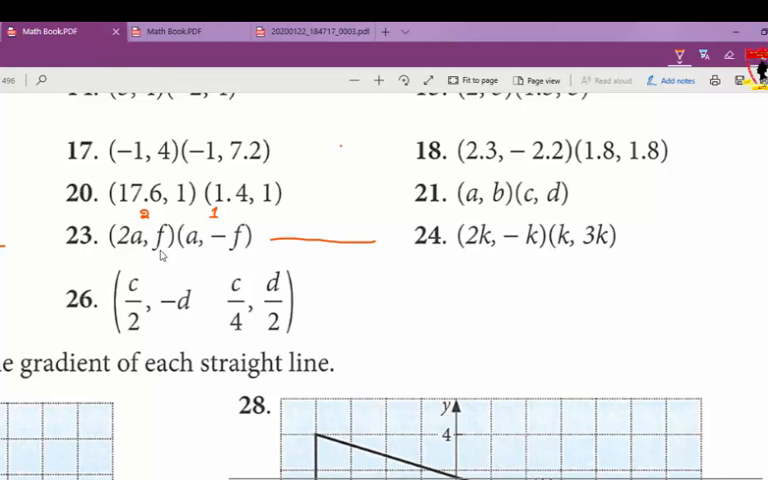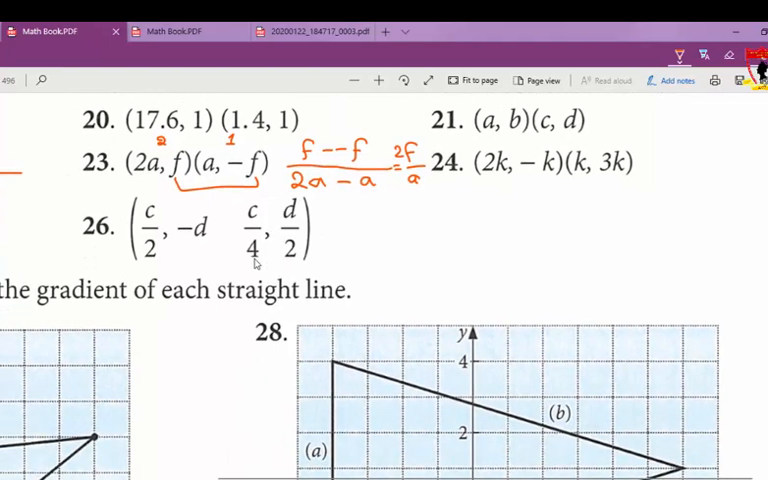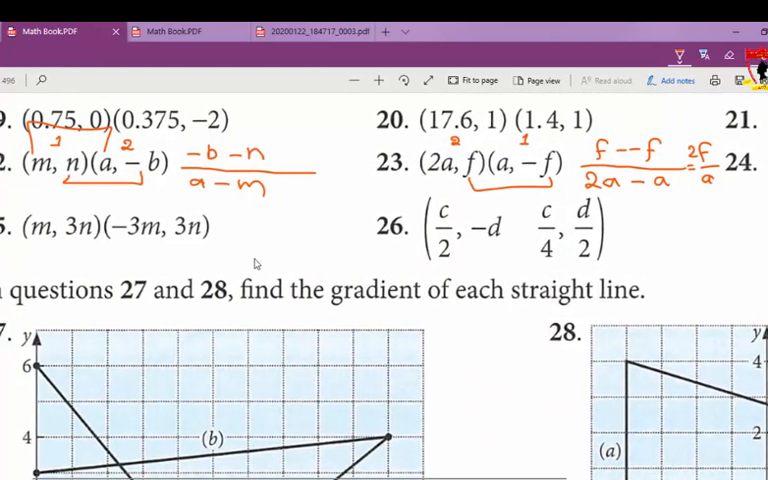Then if we pick this point as x2 and y2, then we say y2 minus y1, f minus negative f. Then x2 minus x1, 2a minus a. F minus minus will be plus, so it will be 2f over 2a minus a is a. So that's it, 2f over a. The same thing applies for question 24 and 25.